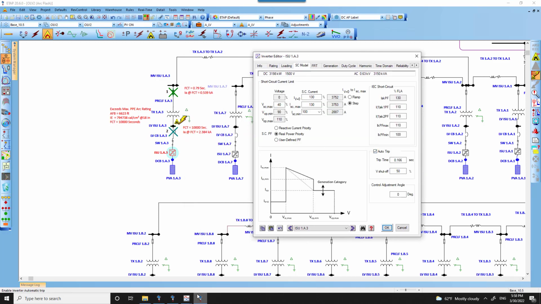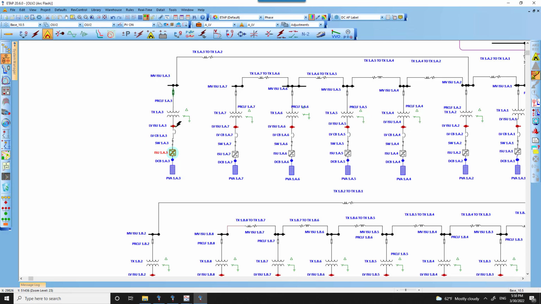We enabled the auto trip feature that was given to us, and then we selected the voltage threshold below 50% of the inverter terminal voltage, which was determined by the short circuit study in ETAP. Upon selecting that equipment, showing that the inverter would shut off below the threshold voltage, the incident energy was reduced from a very large number to 62 calories per centimeter square.